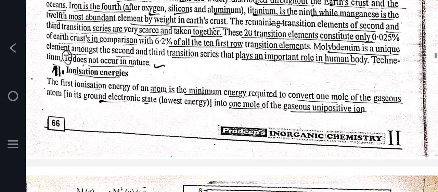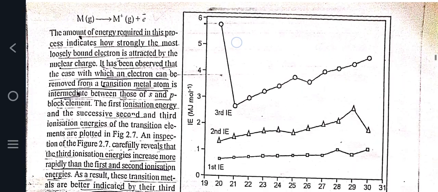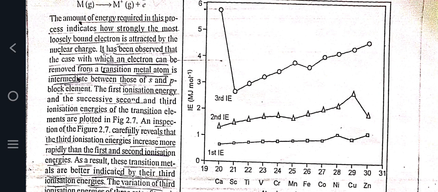Ionization energy. The first ionization energy of an atom is the minimum energy required to convert 1 mole of the gaseous atom in its ground electronic state, lowest energy, into 1 mole of gaseous unipositive ions. The amount of energy required in the process indicates how strongly the most loosely bound electron is attracted by the nuclear charge. It has been observed that the ease with which an electron can be removed from a transition metal atom is intermediate between those of s and p block elements.